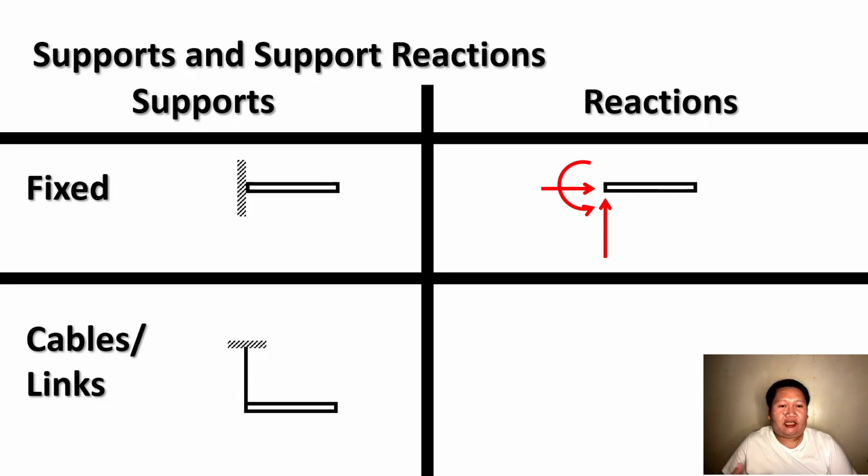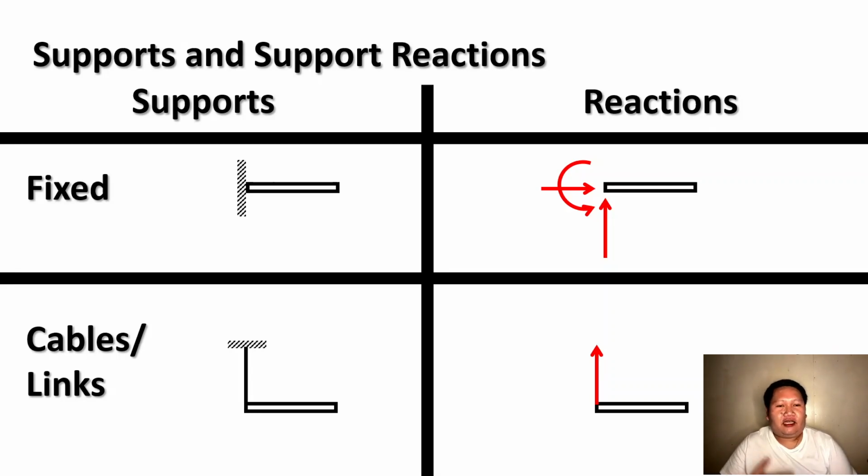Then for cables or links: cables are actually used in hanging bridges, and links we use for connecting two bodies. So basically, for a cable or a link, we translate it the way the cable is laid. For example, if the cable is vertical, then the force is vertical, but it's always pointing away from the body because a cable works in tension, meaning it could be stretched out. So that's a cable or a link.